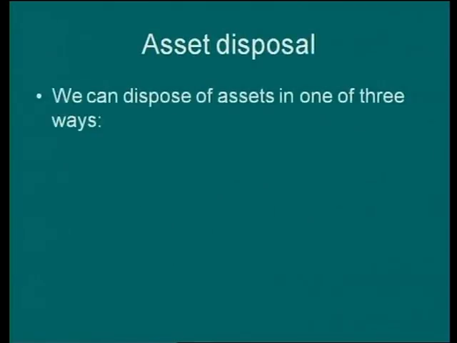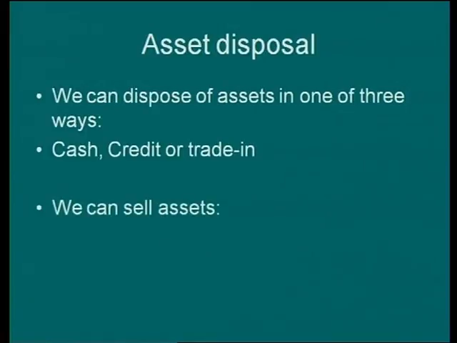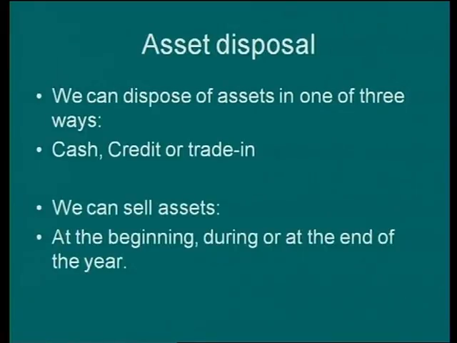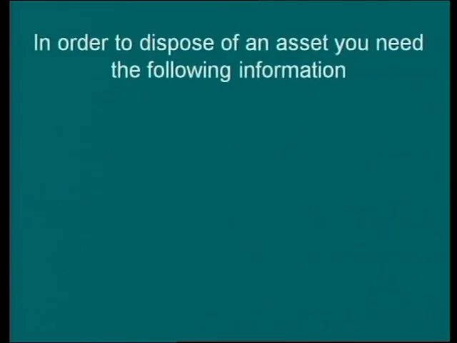Then, let's just look at asset disposal. We can dispose the asset in one of three ways: cash, credit, and trade-in. And certainly the exercises deal with each of these. We can sell an asset when? At the beginning of the year, during the year, or at the end of the year. Now it is important to know the order in which we dispose of the asset.